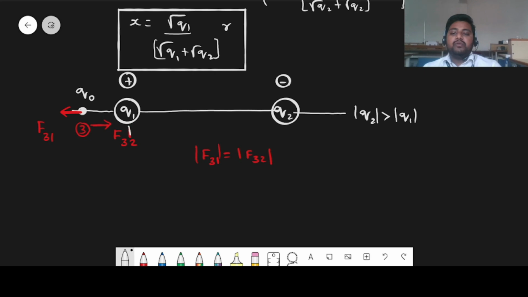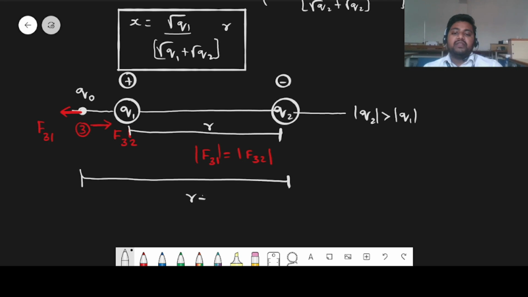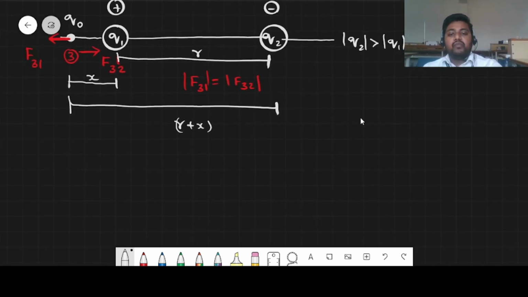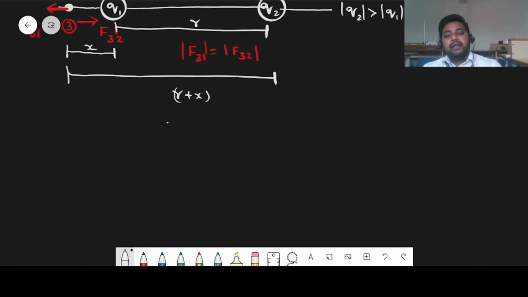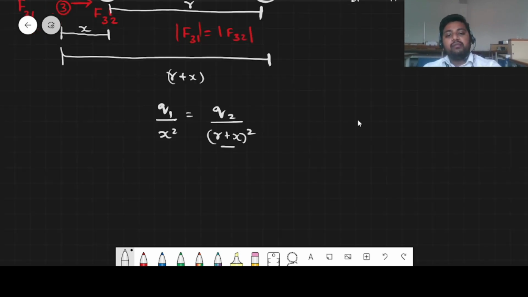The distance between these two is r, and the distance from this charge to this charge is going to be r plus x, considering the distance from these two charges is x. If you do the same problem again, you will get q1 divided by x square equal to q2 divided by r plus x whole square. The change is only in this: initially it is r minus x, now it is r plus x.